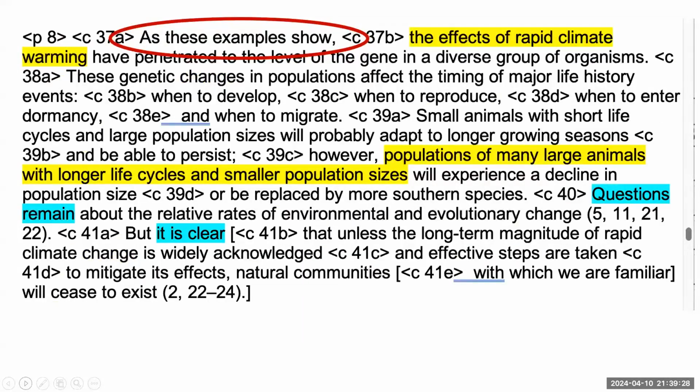We see the verb show. All of this is meant to make a point. So all the examples show, and then continues with the effects of rapid climate warming, populations of many large animals with longer life cycles, smaller population sizes. So it fits our expectation.